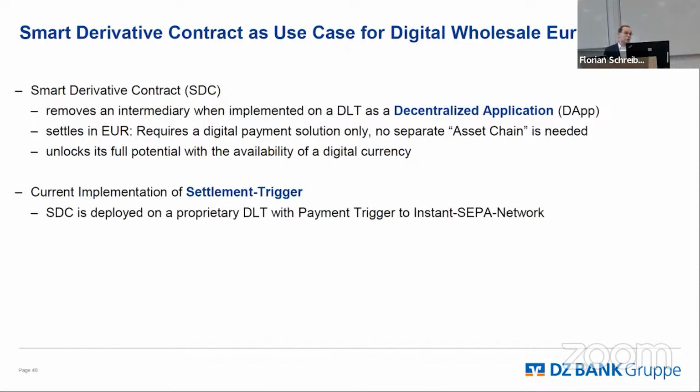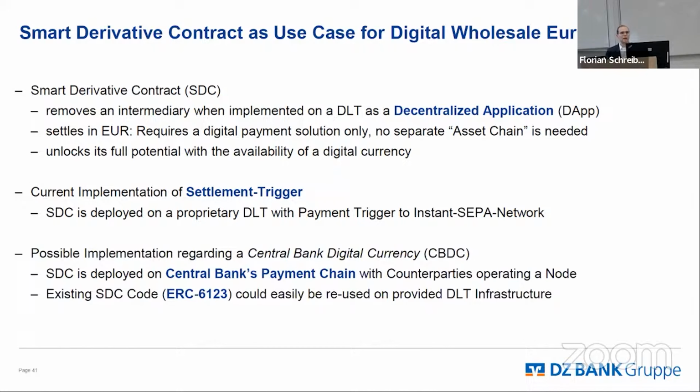The current implementation is being done with a SEPA network, but this might not scale enough. But for the last two proofs of concept which we traded, we did use this trigger. But surely looking at the exploration phase of the digital euro now, we could deploy, as I said, this SDC product on a central bank payment chain with counterparties operating a node. And for that, the SDC code has been published. This is fully open source. You can download it. It's published as an ERC6123 and could be easily reused on this infrastructure.